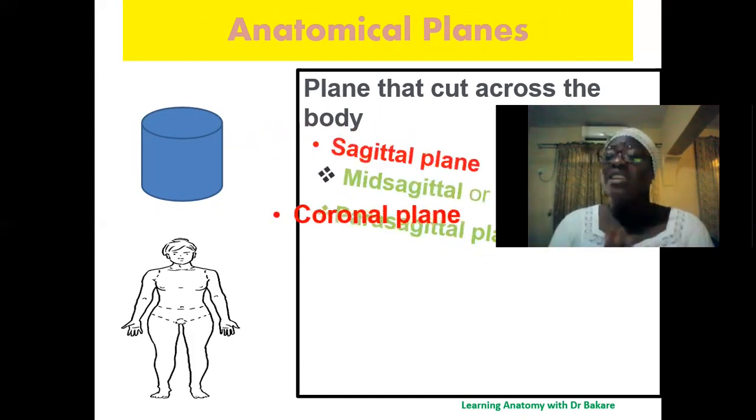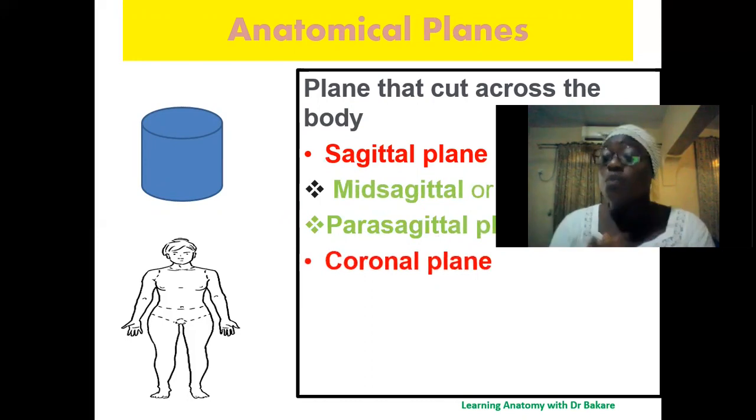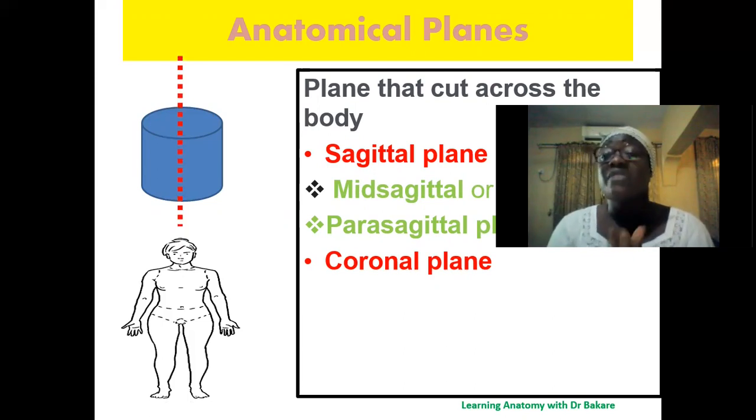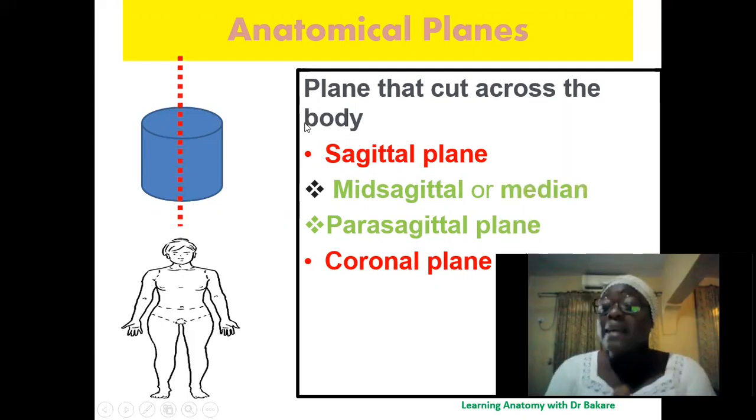So looking at the longitudinal planes, we have two. We have the sagittal plane and we have the coronal plane. Let's assume that this is the body configuration. The sagittal plane runs along the longitudinal axis. We've already said this before. The sagittal plane can also be further subdivided into two. It can be mid-sagittal or median, or it can be parasagittal.